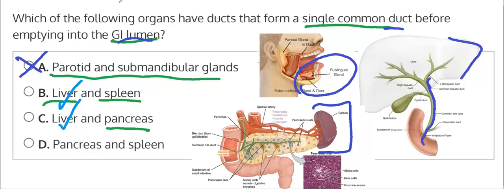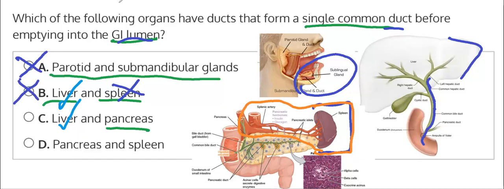Now over here we've got our spleen. And as you can see, the spleen has vessels here, the splenic artery, all of that. However, it doesn't connect from a duct to the GI lumen. It is just its own system. It's not related to the GI or the digestive tract. Therefore, we know that spleen is not correct, and we can eliminate option B.